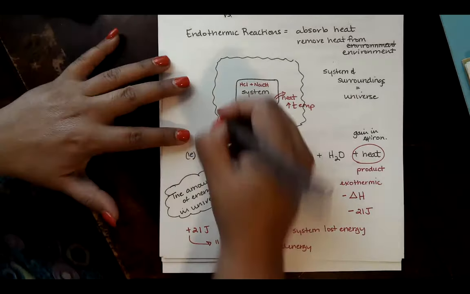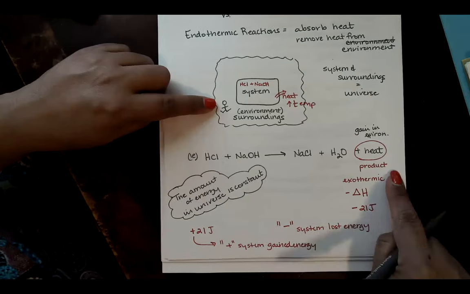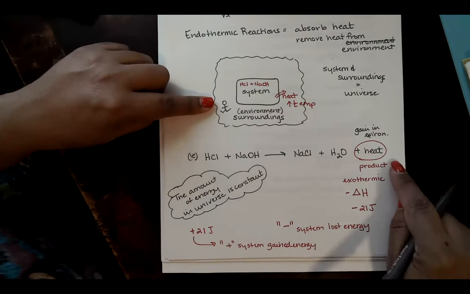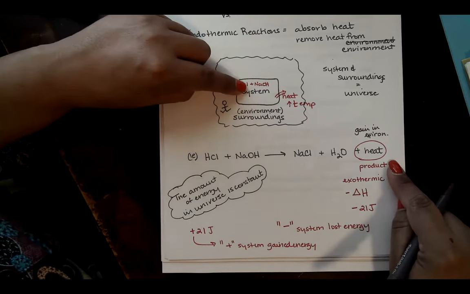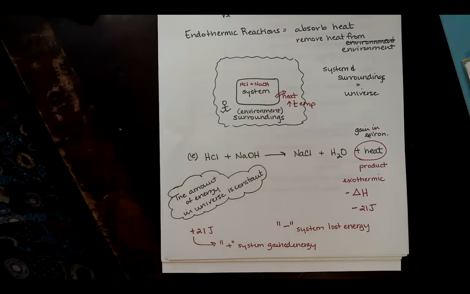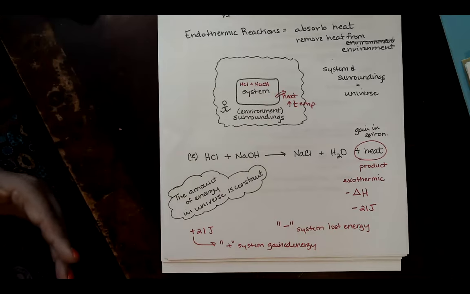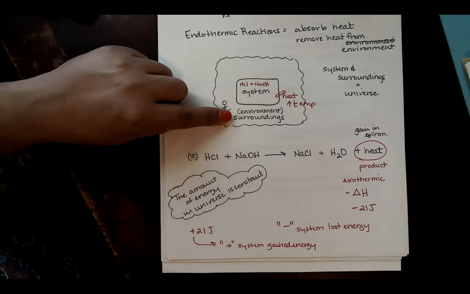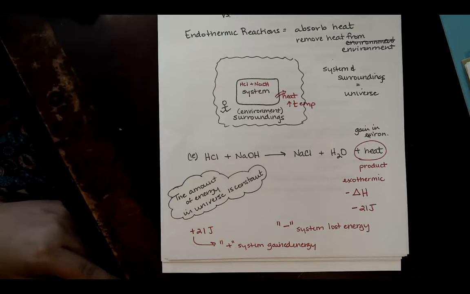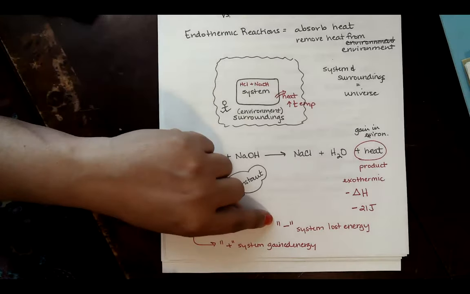And because you and I are part of the environment, we experience an increase in temperature, or what we see as heat gain, because the system lost the heat. So when we quantify things in thermodynamics, we quantify them from the perspective of the system. We don't quantify them from the perspective of the environment. We have to tell if the system is losing or gaining energy, and we do that with a plus or a negative sign.